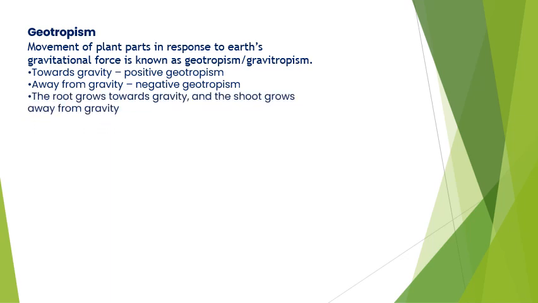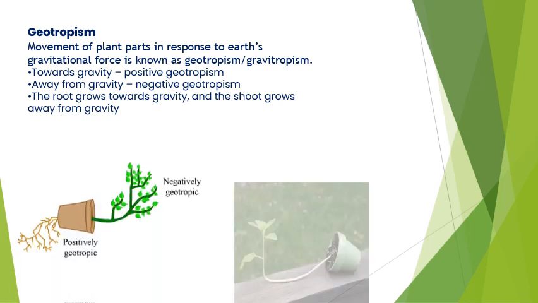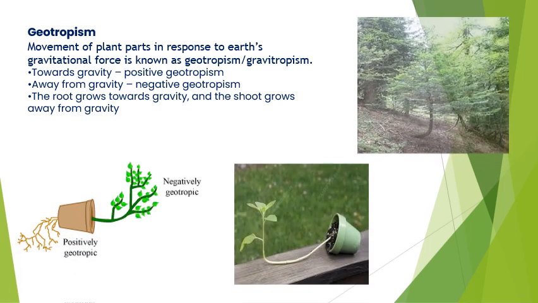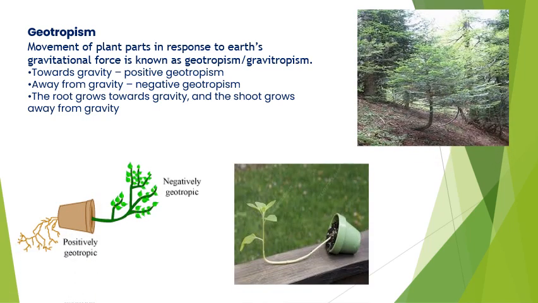So here we can see two types of growth: towards gravity, which we call positive geotropism, and away from gravity, which is called negative geotropism. So let us try to understand this in detail in this picture. So what is positive geotropism? You can see here. What is positive geotropism?